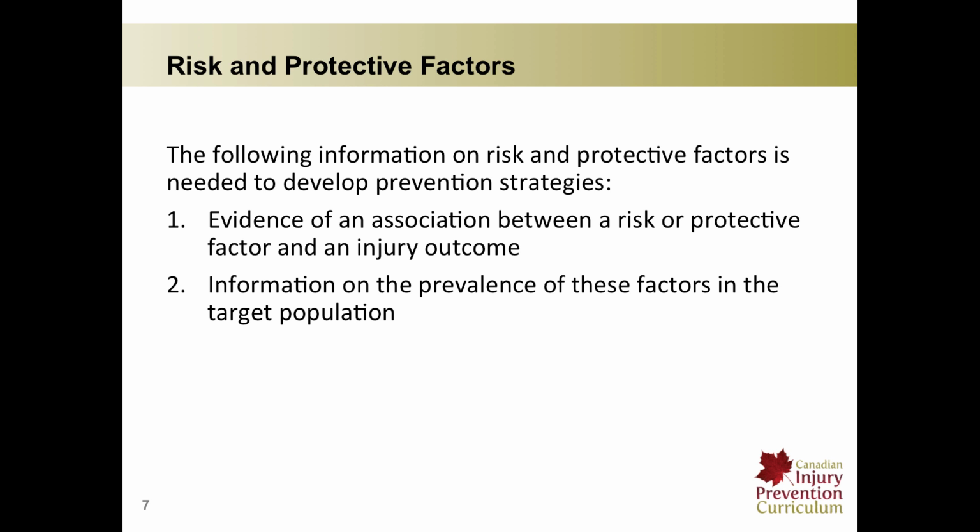Consider the risk and protective factors from the previous activity. There is evidence of an association between the protective factor, wearing a life jacket, and a decreased risk of an injury outcome, drowning. So developing a promotional campaign to encourage the use of life jackets seems logical, but will not be likely to result in any measurable impact on drowning injuries if the target population already has a high rate of life jacket use. Thus, in addition to evidence on the association between life jacket use and drowning outcomes, we also need to know the prevalence of life jacket use in the population in order to develop an effective prevention strategy.